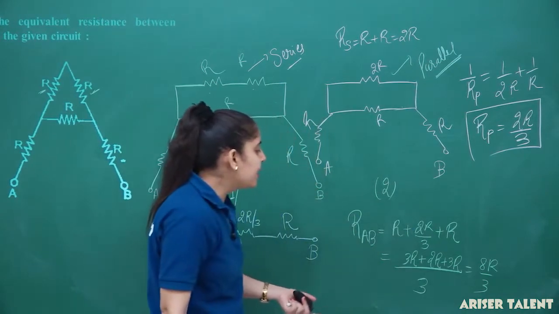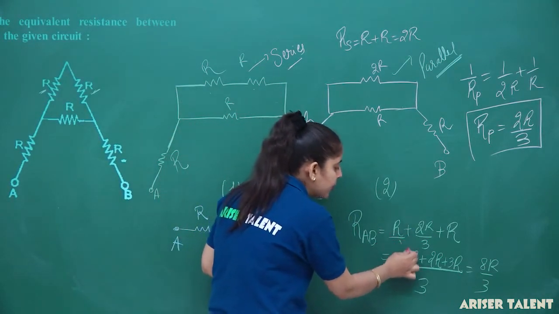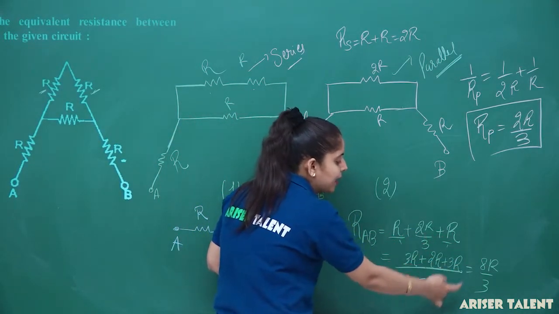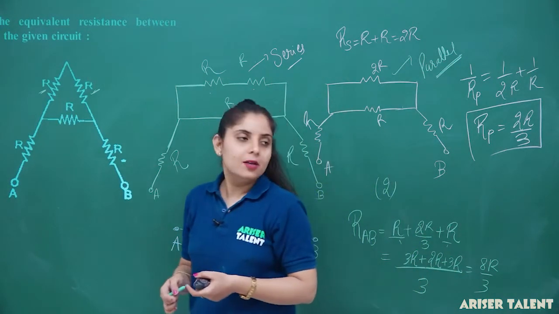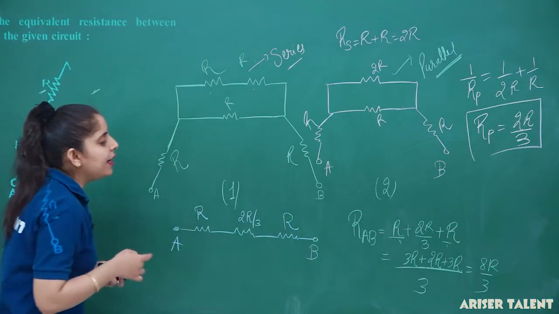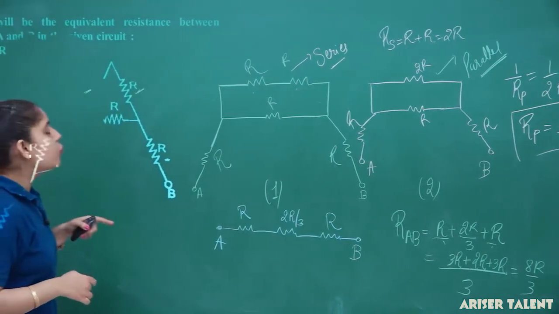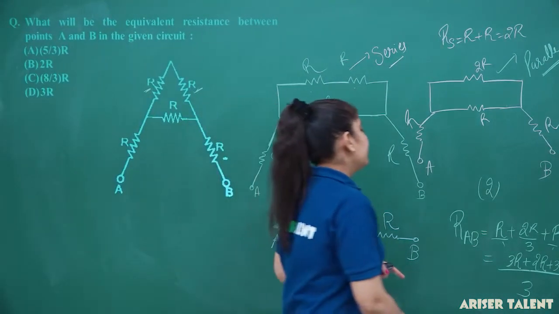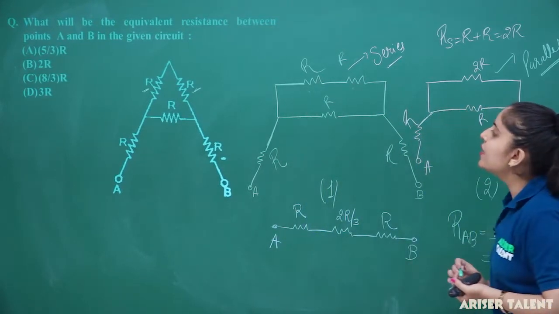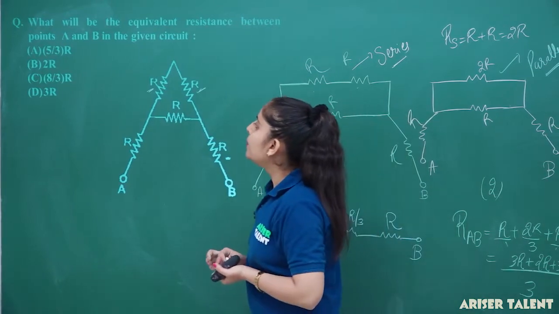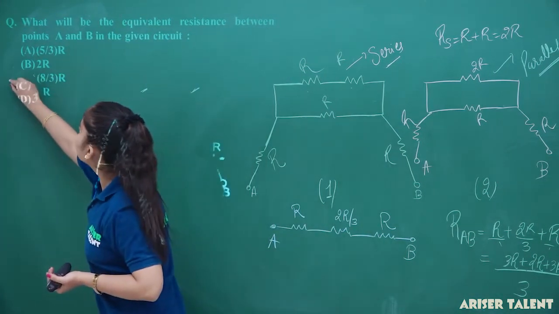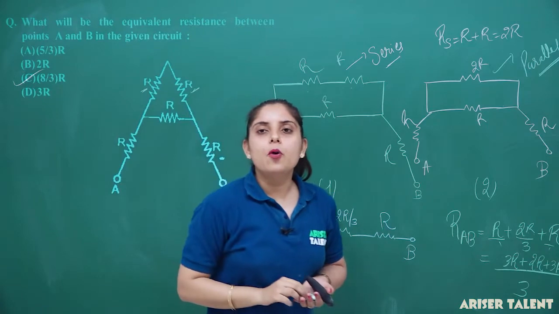Here I have just taken a LCM. So it will be our 3R, it will be our 2R, and it will be our 3R. So 3 plus 3 plus 2 will give you 8. So the equivalent resistance between A and B points came out to be 8R by 3. So let's check the options here: 5 upon 3R, 2R, 8 upon 3R, or 3R. So the correct option here will be 8 upon 3R.